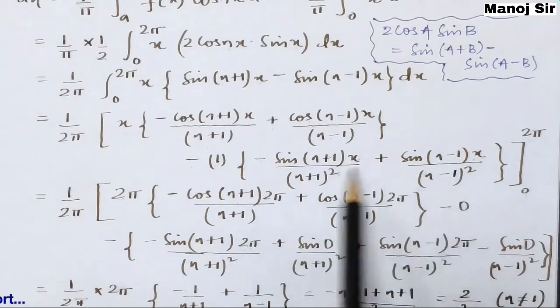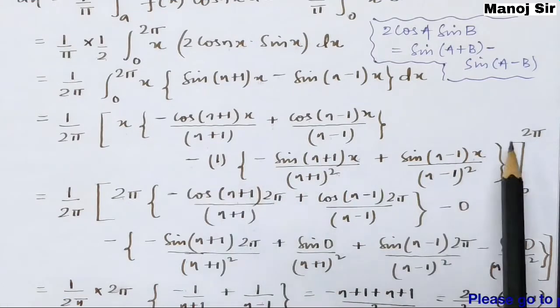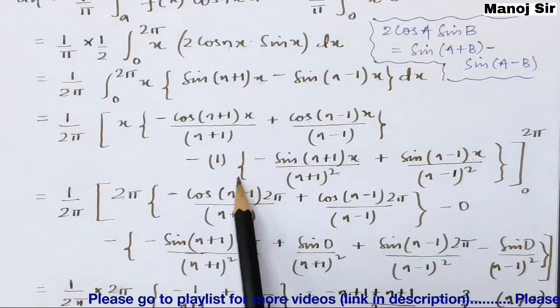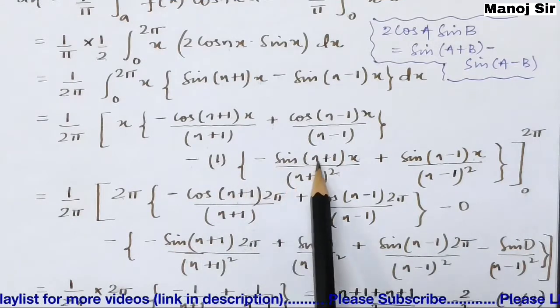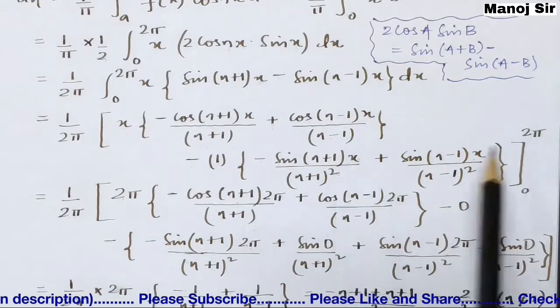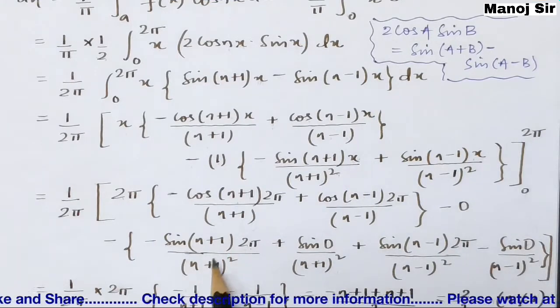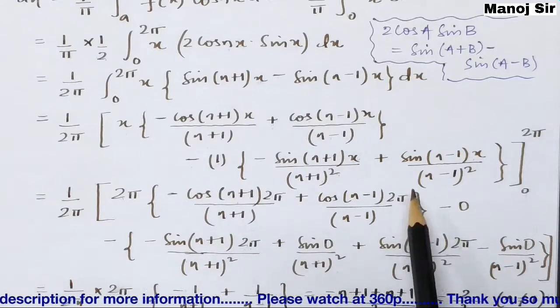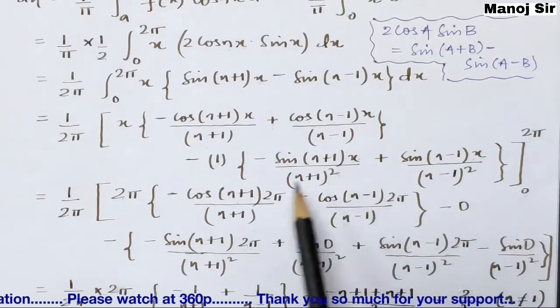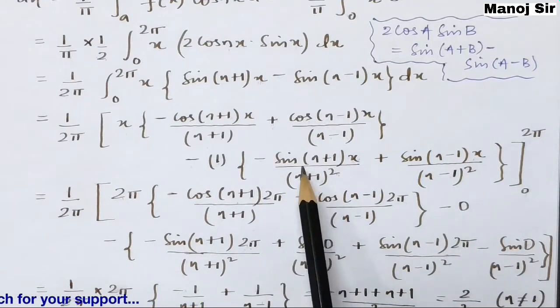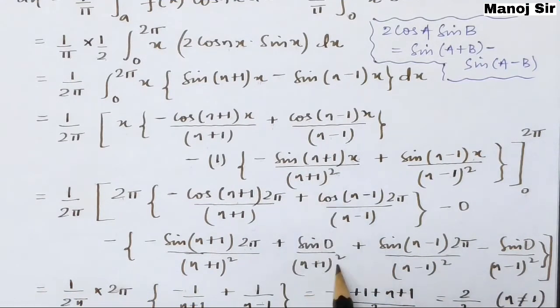Now we'll come to the second term. If you put the upper limit, here we have a negative sign. In this curly bracket we have minus sine of (n plus 1) into x. In place of x we need to put 2 pi, so minus of sine (n plus 1) into 2 pi upon (n plus 1) whole square. Similarly, if you put the lower limit here, the upper limit is negative, so the lower limit would be positive. So this is going to be sine of 0 upon (n plus 1) whole square.